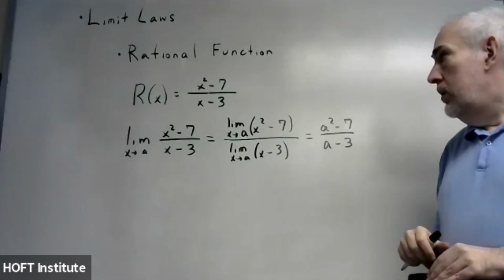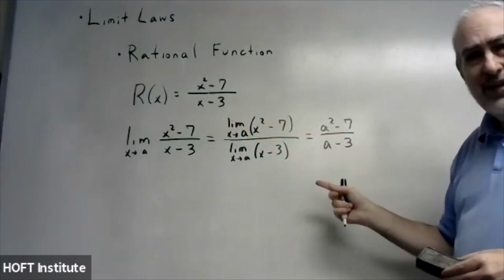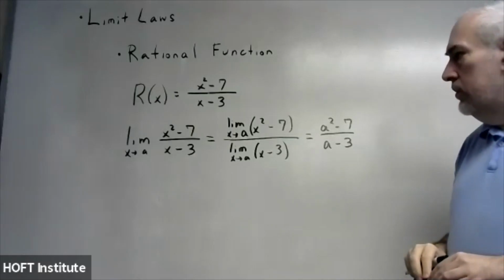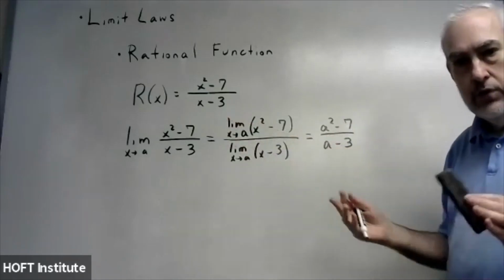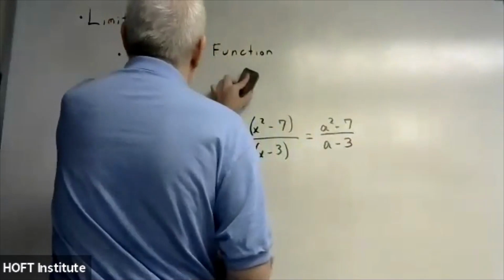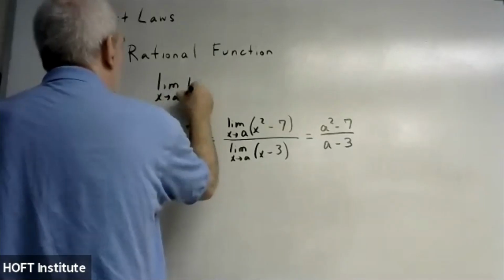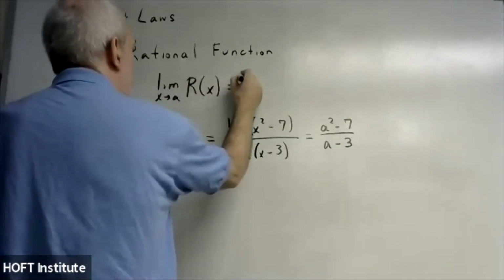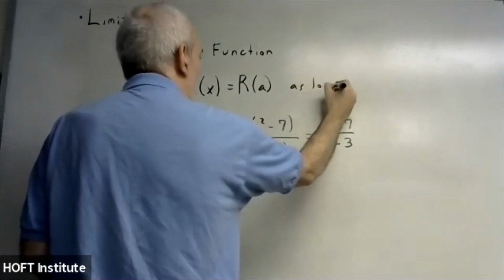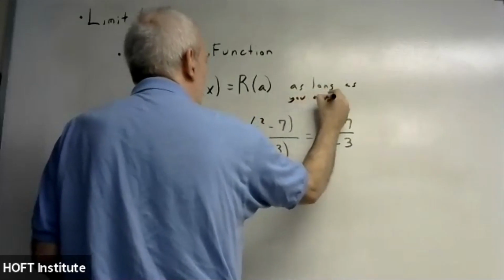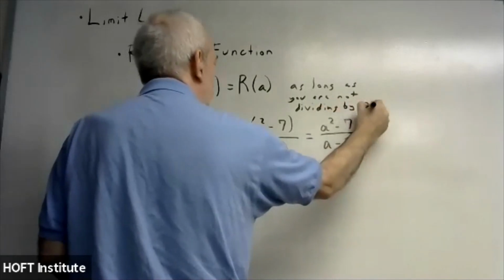But for right now, we can see that you've just taken your function r of x and plugged in a's for all the x's. It's sort of like the polynomial rule. In general, if you have any rational function, call it capital R of x, then the rule is the limit as x approaches a of a rational function R of x is simply equal to R of a, as long as you are not dividing by 0.